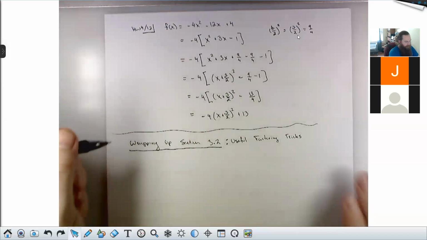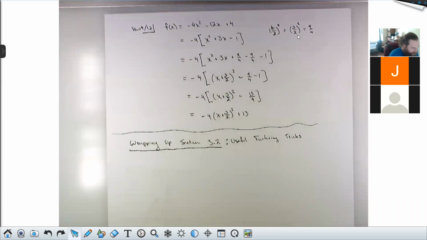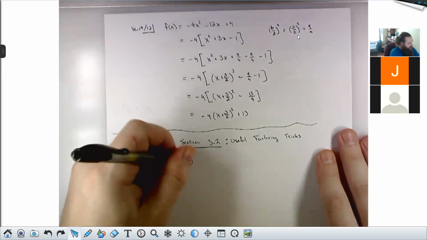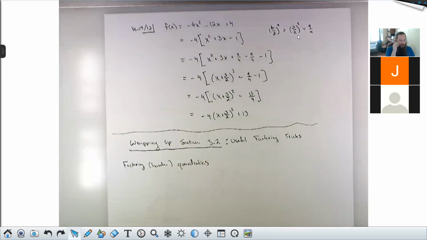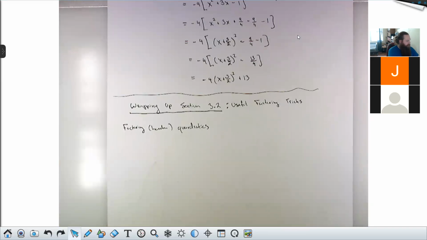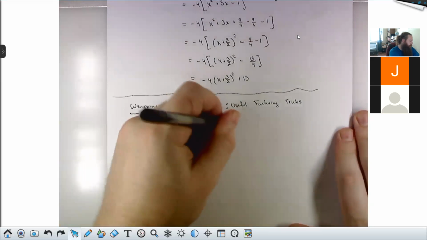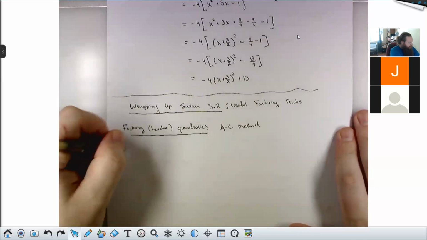Of course, we need to know how to factor quadratics, right? That is a thing. So let me see if I can find an example that's a little bit challenging. How to factor harder quadratics. So we've covered how to factor quadratics when the lead coefficient is 1. But what if the lead coefficient isn't 1? How do we factor those? This is called the AC method.